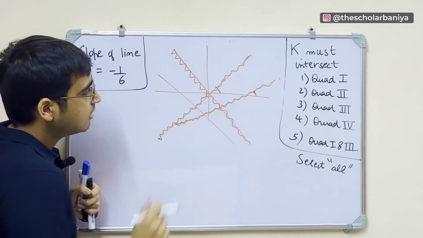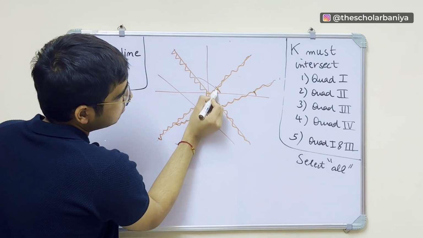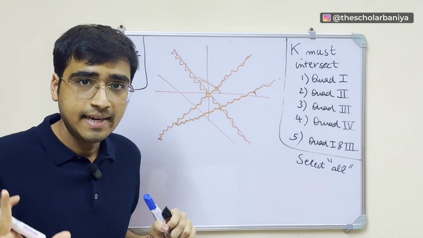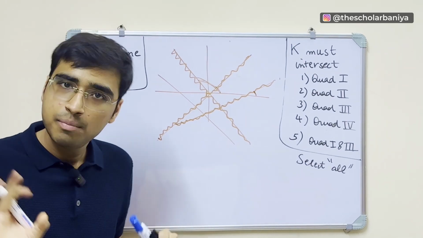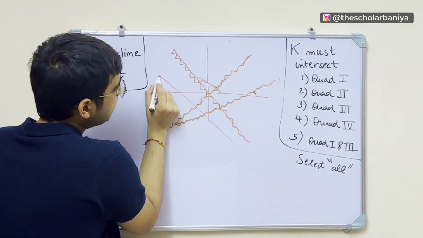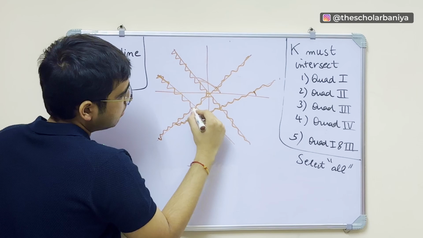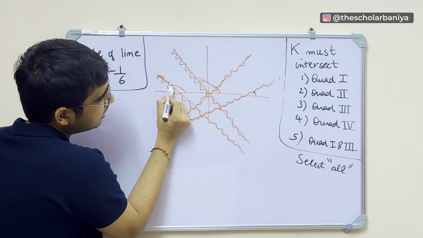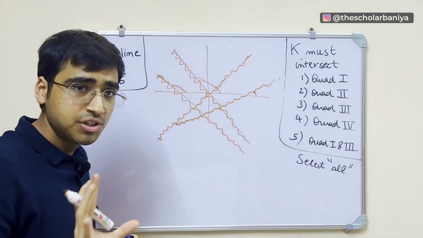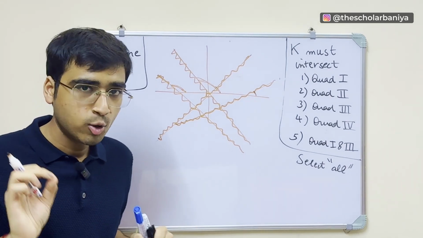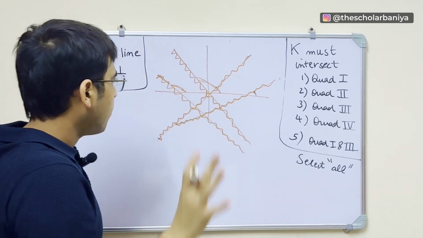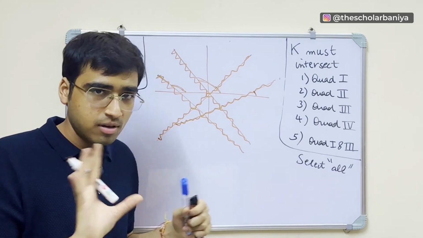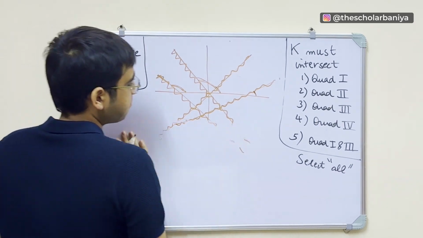For this line, the angle is this complete angle. Since this angle is greater than 90, the slope will be negative. Similarly, for this line, the theta is this, which is greater than 90 degrees, so the slope will be negative. I hope this gives you a good indication of how we find the slope.